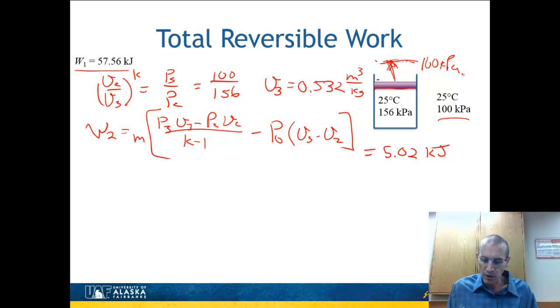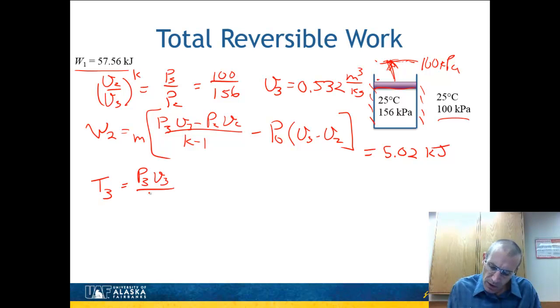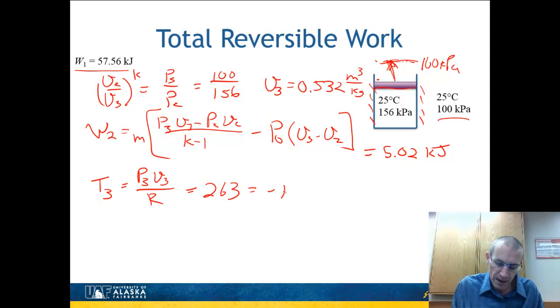And the question might be, well, what's my temperature at this point? Because if I did isentropic expansion, that means I didn't have any heat transfer. The temperature could have changed. Let's go ahead and calculate what our temperature is, T3. T3 is P3 V3 over R. And if I do that, that is 263 Kelvin, or minus 10 degrees Celsius.